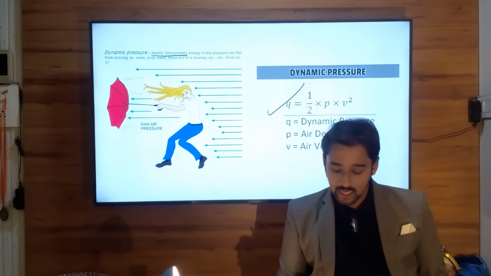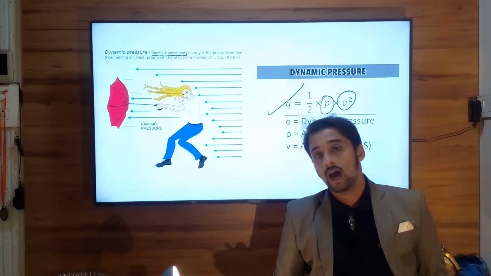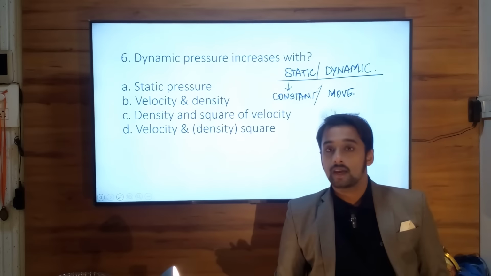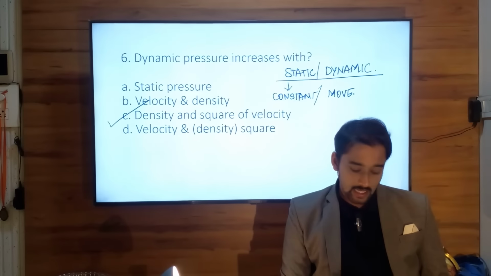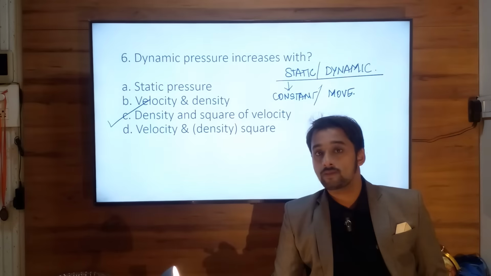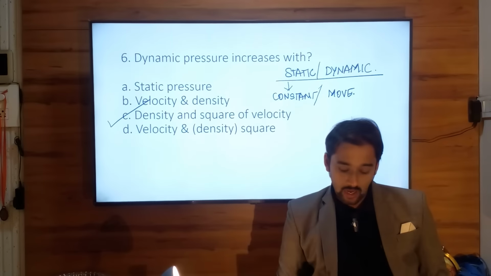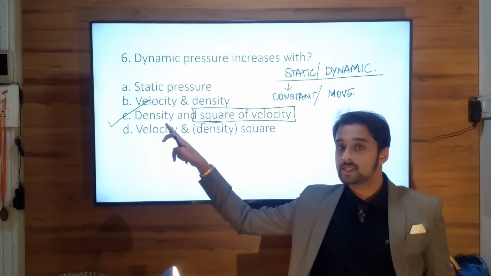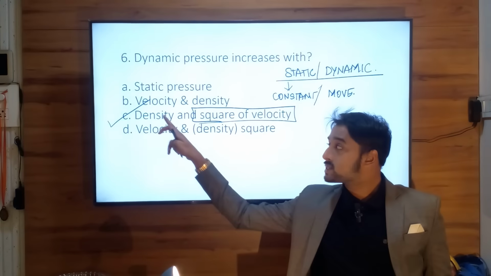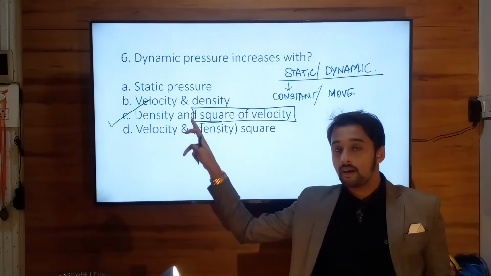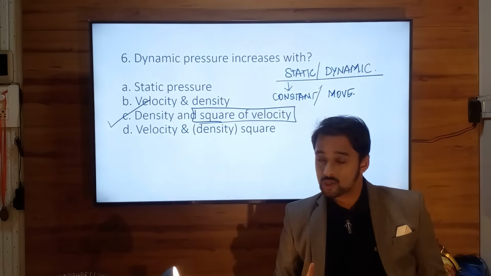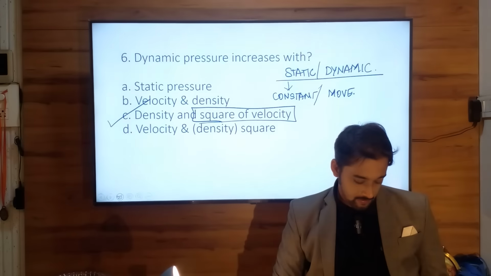The formula is half density V square. Half density V square. That means your dynamic pressure increases with increase in density and it increases with velocity, but with the square of velocity. Okay, so don't confuse between B and C, Bravo and Charlie. Bravo is density and velocity, but Charlie is more appropriate, square of velocity. So select the most appropriate option.